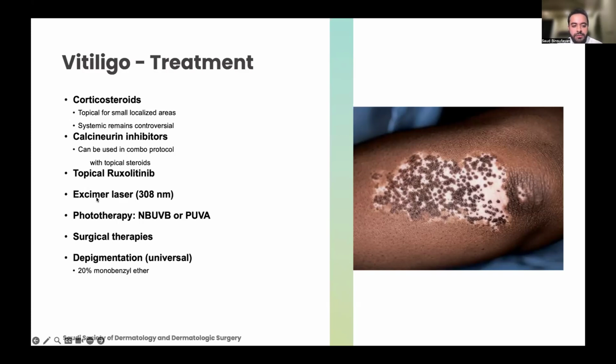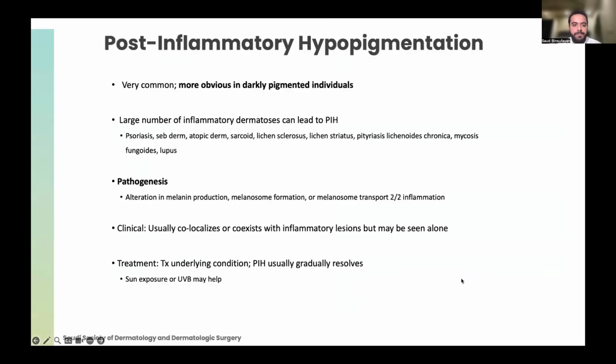And then we have excimer laser and phototherapy like narrowband UVB. Excimer laser basically means narrowband UVB, but it's more concentrated and towards specific lesions. And then we have surgical therapies and depigmentation therapy. We like to use depigmentation therapies in cases of vitiligo that affects most of the skin surface areas. And of course, we have to inform the patients about all the benefits and risks of depigmentation therapy.